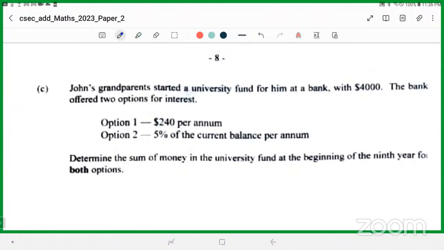For the first one is 5920, and then for the second one is 5909.82.